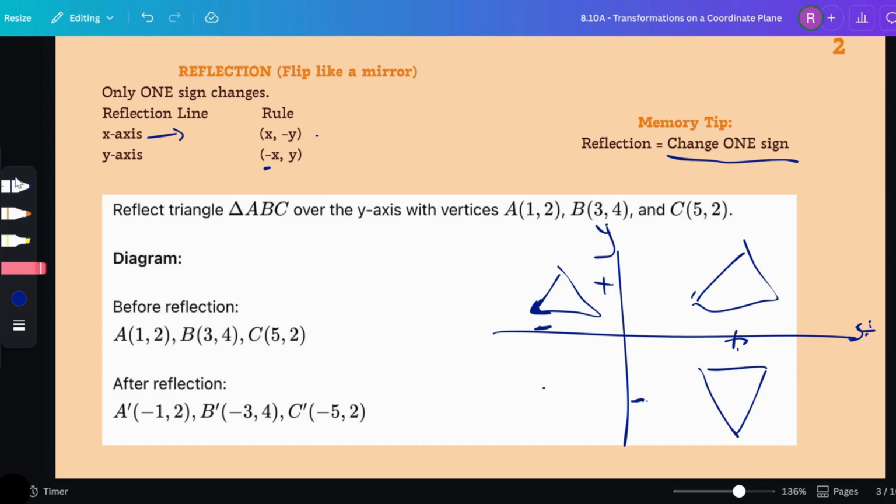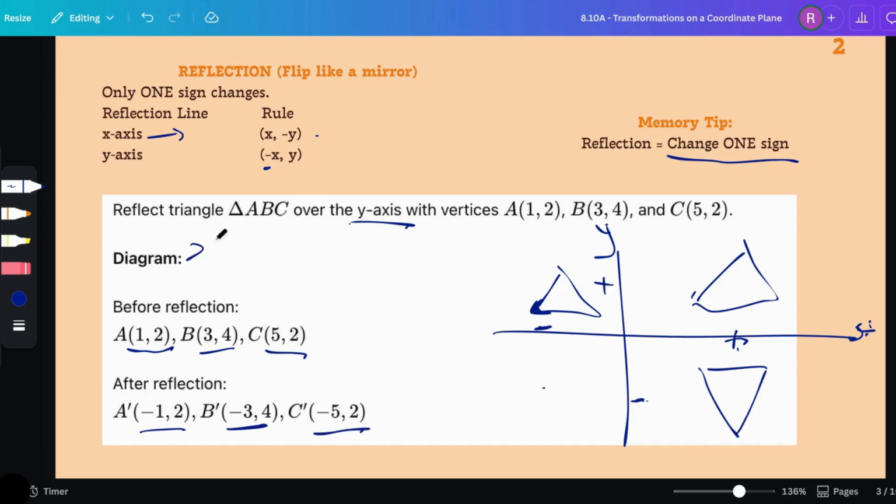So now let's take a look at this example. We want to reflect this same triangle along the y-axis. If you are reflecting along the y-axis, that means x will change sign. So that is why (1, 2) becomes (-1, 2), (3, 4) becomes (-3, 4), and (5, 2) becomes (-5, 2).